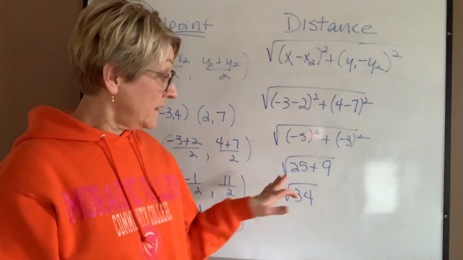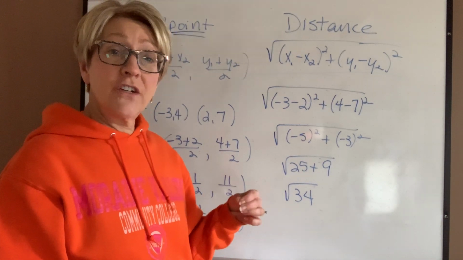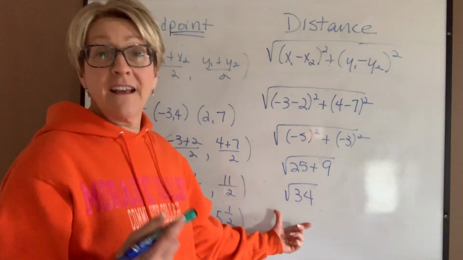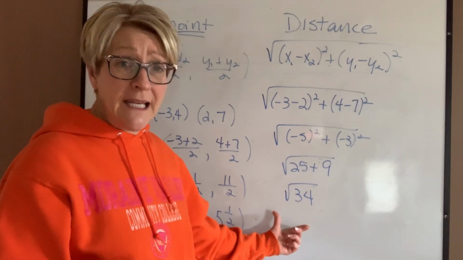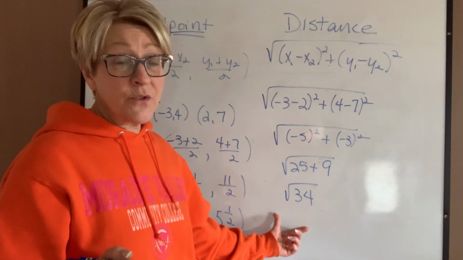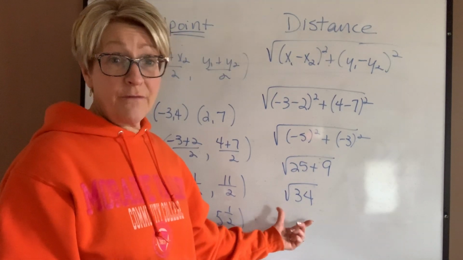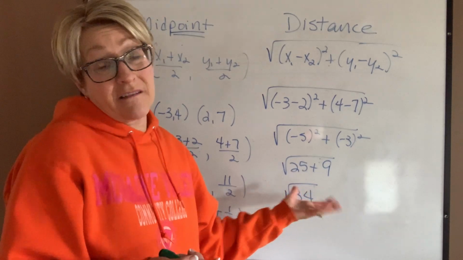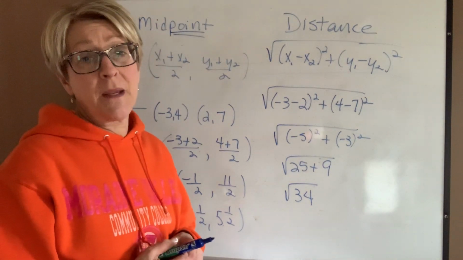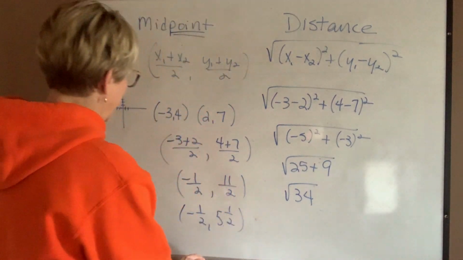Okay, now, that's how you're going to give me answers, with the radical. But I want you to understand that this has a value. It's not just something we can't evaluate. The square root of 34 is between what two whole numbers? Let's say 5 squared is 25, 6 squared is 36. So the square root of 34 is approximately 5 point something. Okay? So these 2 points are a little bit more than 5 spaces apart. All right, so let's do another one.